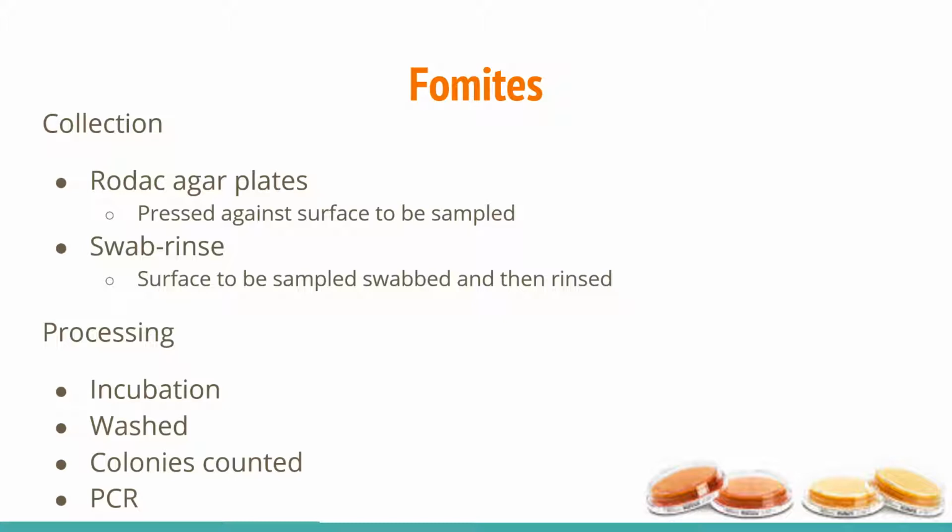The second is the swab and rinse method, in which a sterile cotton swab is moistened with a buffer and rubbed over an area to be sampled. The samples are then either incubated or washed, and the colonies are counted or PCR is performed.